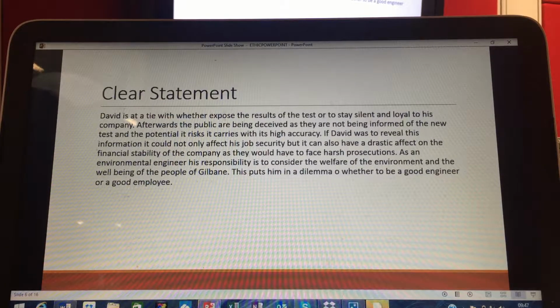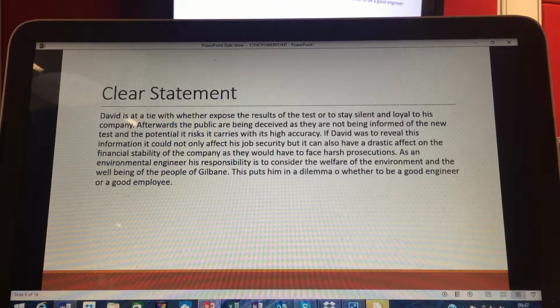So what is our case study about? David is at a tie with whether to expose the results of the test or to stay silent and loyal to his company. The public are being deceived as they are not being informed of the new test and the potential risks it carries with its high accuracy.